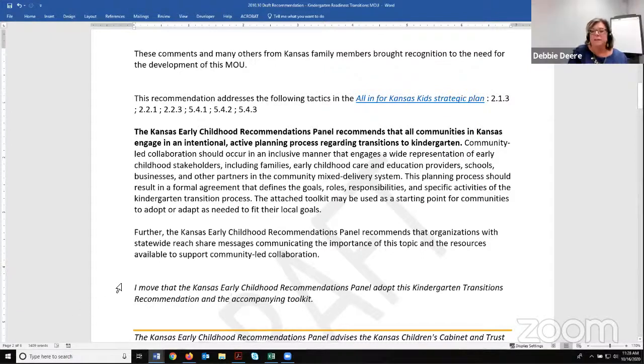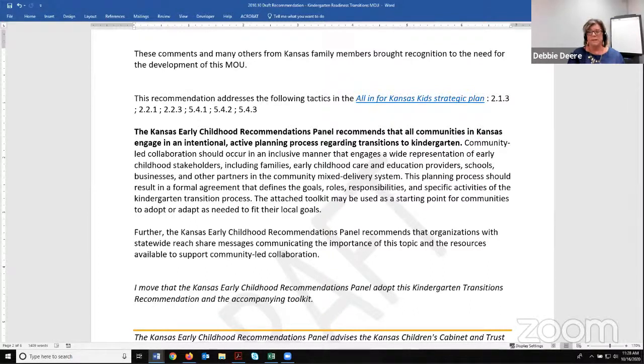I'm not sure what our authority is and what we need to do to advance it. Debbie: Could we just add on here that I move that the Kansas Early Childhood Recommendations Panel adopt this to present to the cabinet for approval? I think formally we are accepting this document as something we have created and agreed upon. But then it needs to move on to the next step with the cabinet.